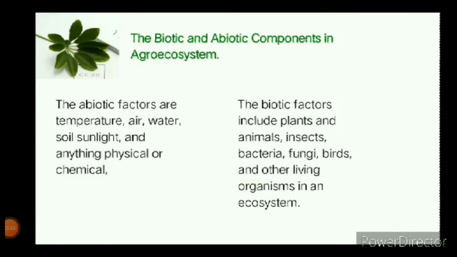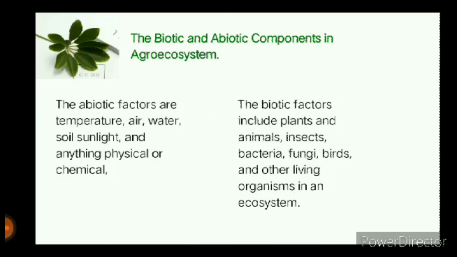So now let's move on to the biotic and abiotic components in agroecosystem. The abiotic factors are temperature, air, water, soil, sunlight, and anything physical or chemical. The biotic factors include plants and animals, insects, bacteria, fungi, birds, and other living organisms in an ecosystem. So the abiotic factors are all of the non-living things in an ecosystem, wherein both biotic and abiotic factors are related to each other in an ecosystem. And if one factor is changed or removed, like the abiotic factors, it can affect the entire ecosystem. Because the abiotic factors or components are important because they directly affect how organisms survive.